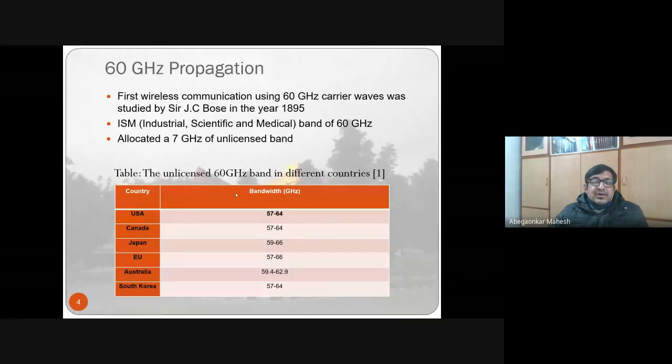This table shows the unlicensed bands in the 60 gigahertz range for different countries. So USA it is 57 to 64 gigahertz, Canada is the same, Japan is 59 to 66, European Union is 57 to 66, Australia is 59.4 to 62.9, South Korea is again 57 to 64, and India would generally follow the US or the European model. So researchers who work in millimeter waves generally take 57 to 65 gigahertz, and that is where we do all our designs, not only antennas, but other circuits as well.